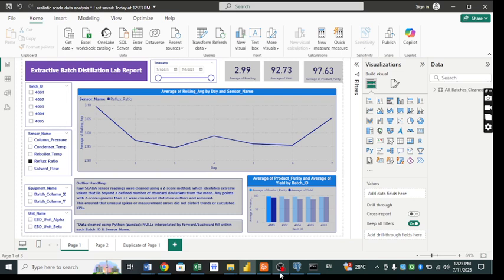Coming from a chemical engineering background, I always wanted to bridge my process knowledge with data analytics. This SCADA extractive batch distillation project was the perfect opportunity to apply Python, SQL, and Power BI to a real chemical plant.